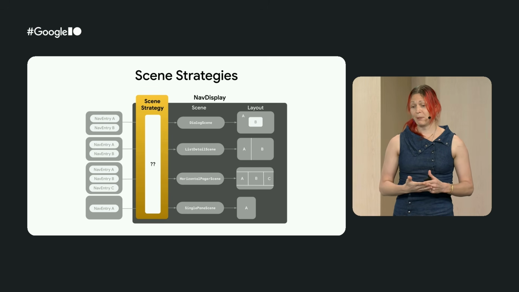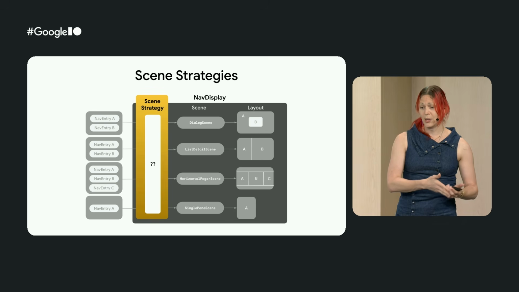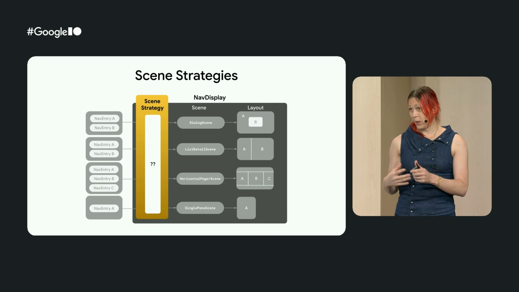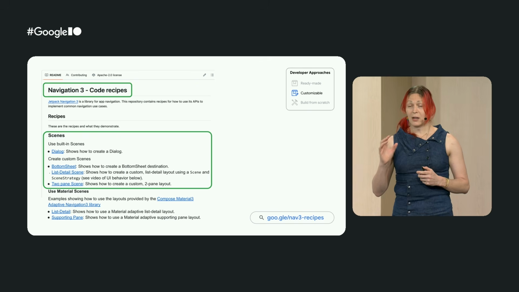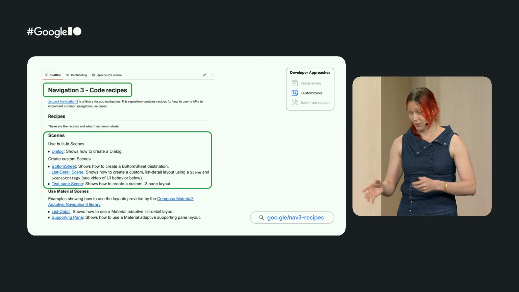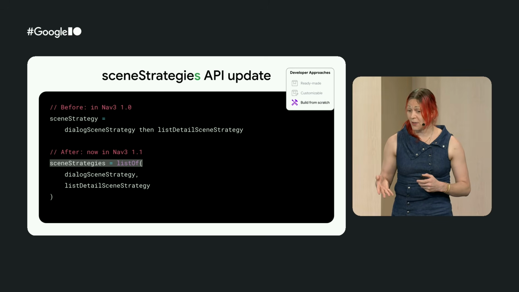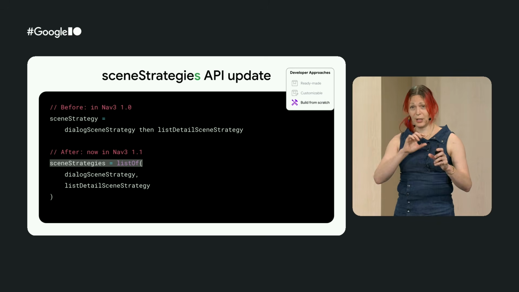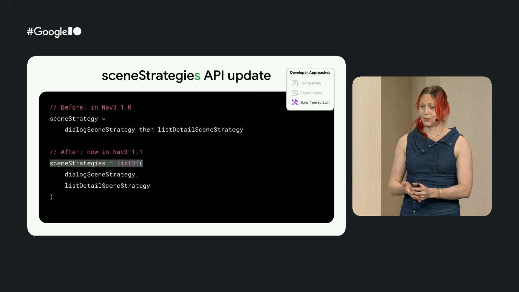To let Nav Display know when to show which scene, we introduced scene strategies in Nav 3 1.0, and it lets you determine when to show each scene based on your own custom criteria. Our Navigation 3 recipe page again has some customizable scene strategies for you to use and customize. If you wanted to go farther, you have that control too, and you can really customize down to the animation speed and add all that into your own scenes.